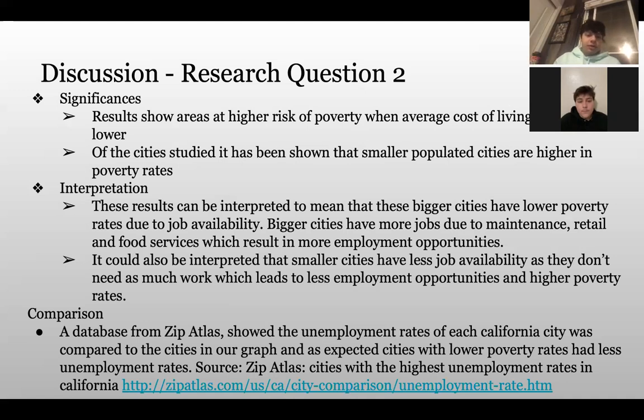You don't want to go to areas with higher poverty rates. Well, one of the primary factors that contributed to this was job availability. So areas with higher poverty rates have low job availability, not the best place to live, obviously. So it's a good factor to consider when deciding where to live.